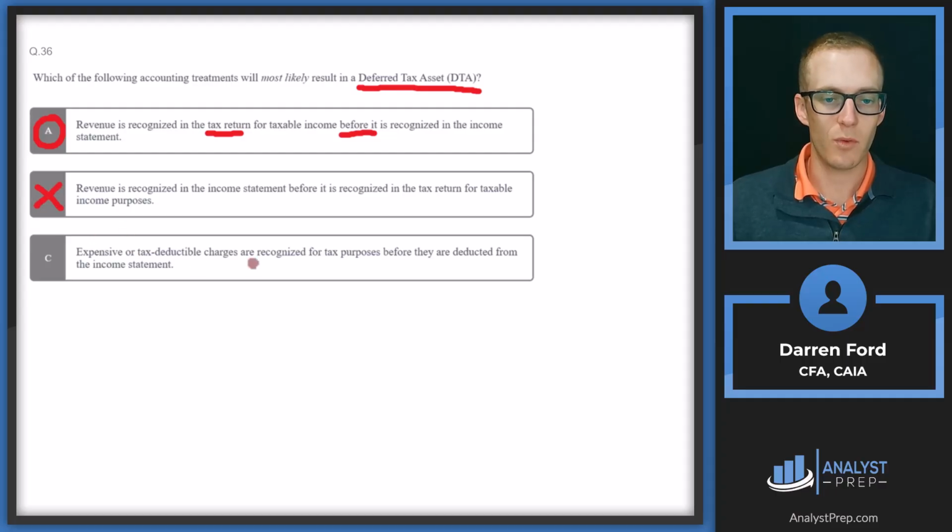And C, expenses or tax deductible charges are recognized for tax purposes before they are deducted from the income statement. If we're deducting more from our taxes now, then we're going to have to pay them later when this flows through to the income statement. That's going to create a deferred tax liability, not a deferred tax asset.